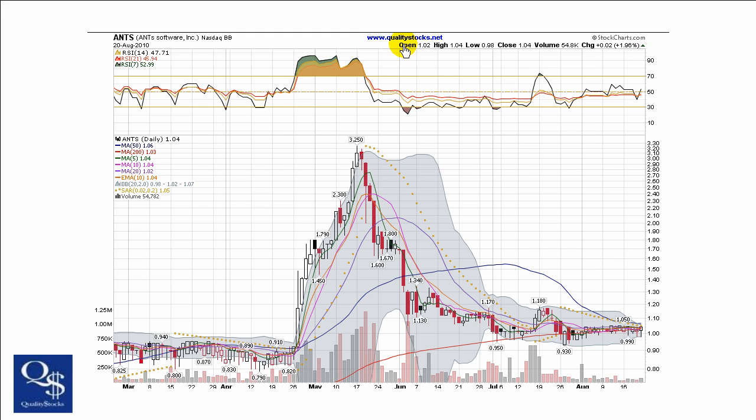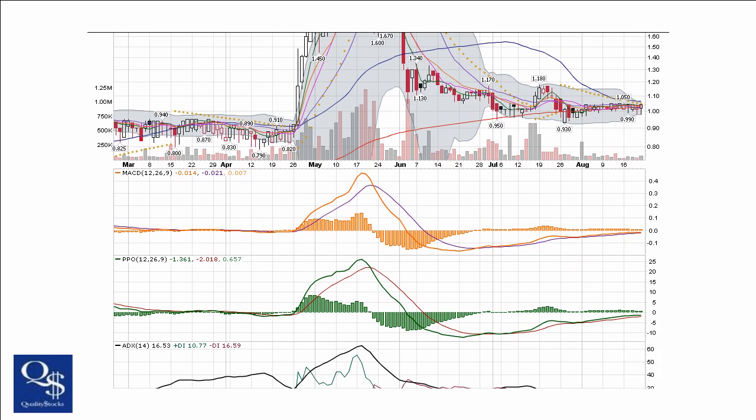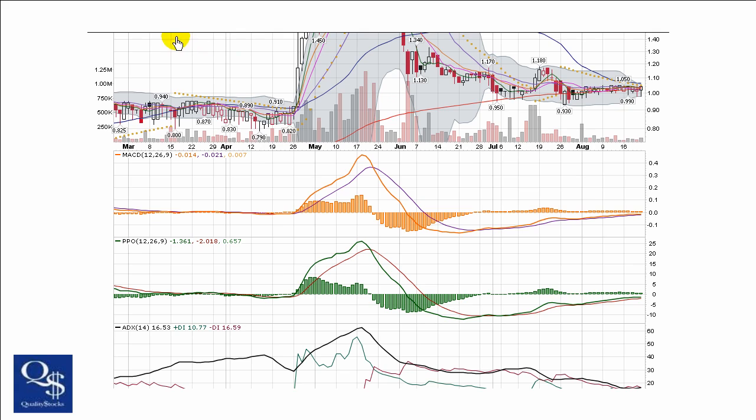Today's Monday, August 23rd, 2010. And today we're going to take a look at Ant Software. This is a NASDAQ bulletin board stock trading at ticker ANTS. See these candles, just a huge move from 82 cents up to over $3. It's come back down, now consolidating, kind of getting a rounded bottom look to it. So look at the indicators for hints of direction.